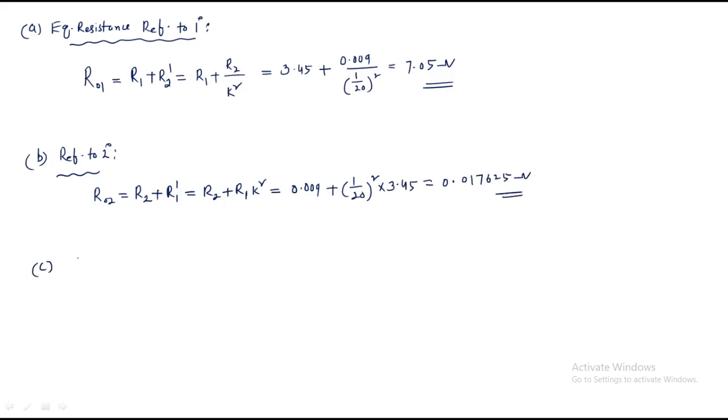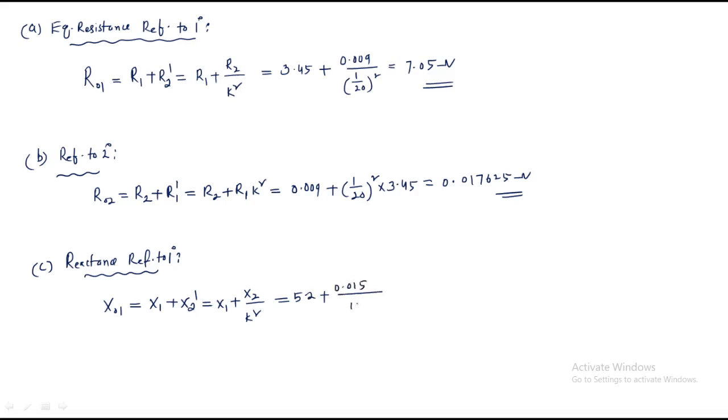Next we have to calculate reactance referred to primary, that is X01, right? That is X1 plus X2 dash, which is equal to X1 plus X2 by K square. What is the value of X1? 5.2, and X2 is given as 0.015 by K square, 1 by 20 whole square, which is equal to what? 11.2 ohms.